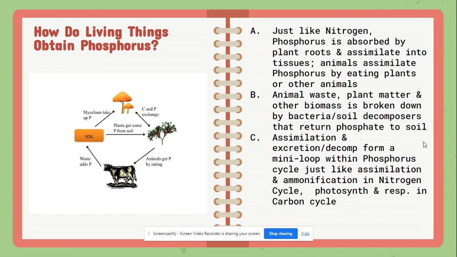Now, how do living things obtain phosphorus, especially if it is a limiting factor? So similar to nitrogen, phosphorus is going to be absorbed via plant roots. They can then assimilate that phosphorus into their tissues, so we can find phosphorus in their proteins, DNA. Phosphorus is then given to consumers by consuming plant life. That's how we obtain our phosphorus. Animal waste, plant matter, and other biomass can then be broken down into the soils, where decomposers like bacteria can help to return that phosphate to the soil to start that cycle all over again.